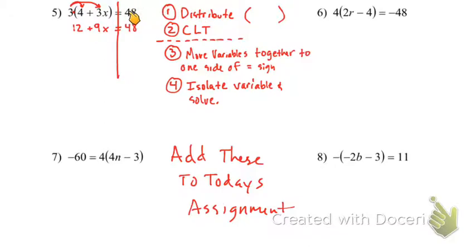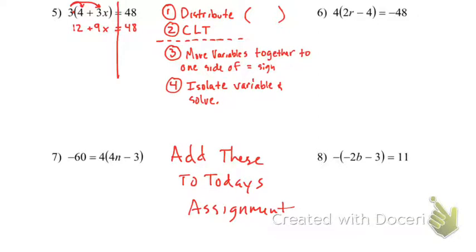On the right side, do we have distributive property? Nope. Do we have CLT? Nope. So the right side's ready to go. Step 3, do I have variables on both sides? No, so I don't have to do step 3. Step 4, we want to isolate the x.